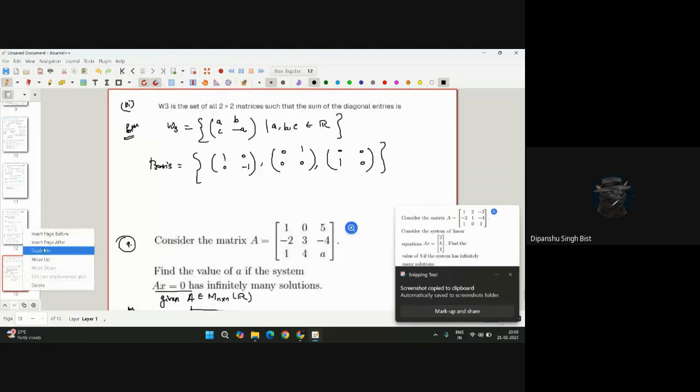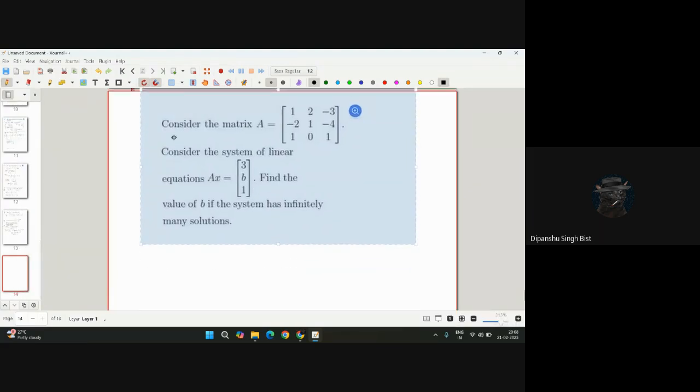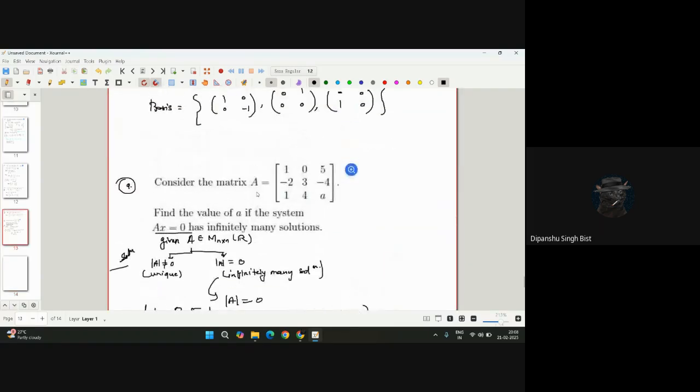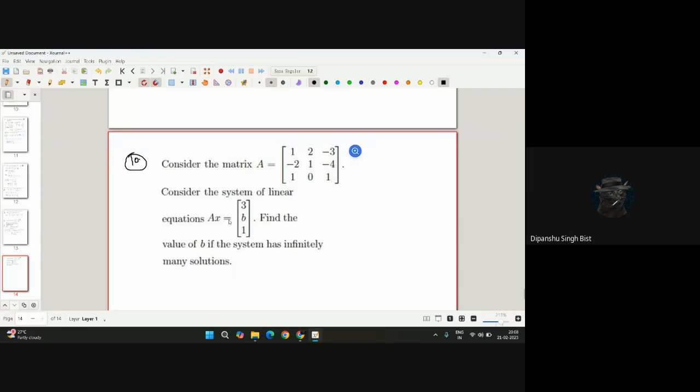Let's take the next page. This was the 9th question. Let's call it the 10th one. So it says you have a matrix and you have a system of linear equations. Find the value of B if the system has infinitely many solutions. Okay, so we need to find the value of B.